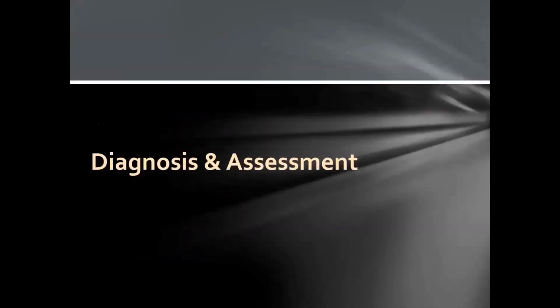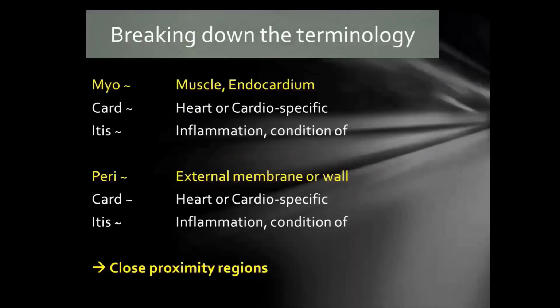So let's talk about myocarditis and the diagnosis and assessment as a disease process. Breaking down the terminology, we know from our medical terminology training, myo indicates muscle. In this case, we're speaking of the endocardium or substrates of the myocardium. Card, of course, means heart or cardio-specific, and itis is an inflammation or condition of. So we have myocarditis, we have pericarditis.